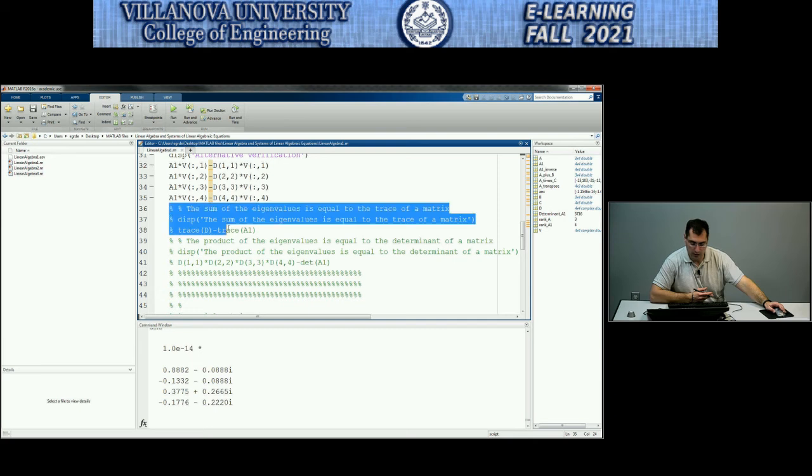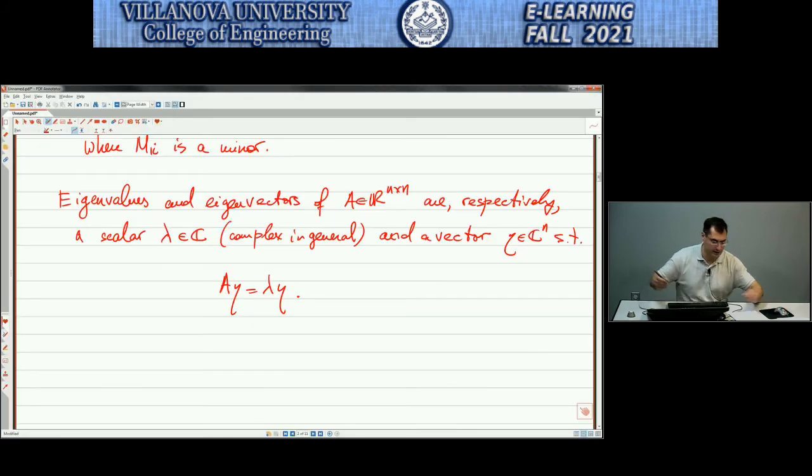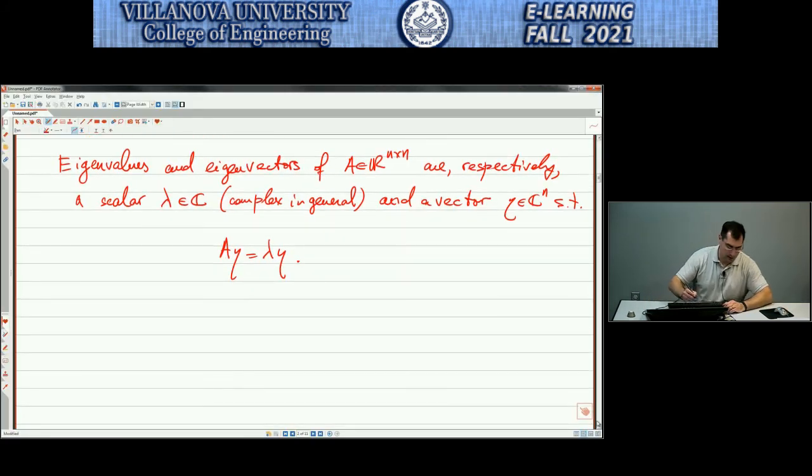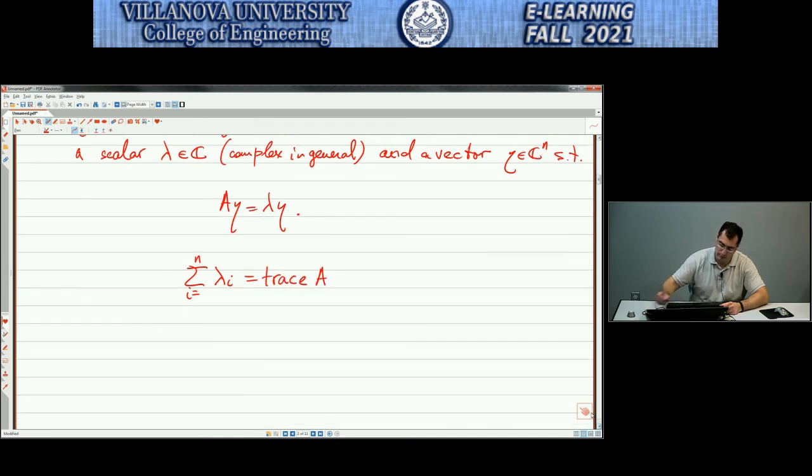I want to remind you of a property, let me go back to my notes, that suggests that the trace of a matrix, which is the summation of the diagonal elements, is equal to the summation of the eigenvalues of the matrix. So if you compute eigenvalues and sum them up, that should be equal to the summation of the diagonal elements of the matrix A. That's one property of the eigenvalues. Another property is that the product of all eigenvalues is equal to the determinant of a matrix.